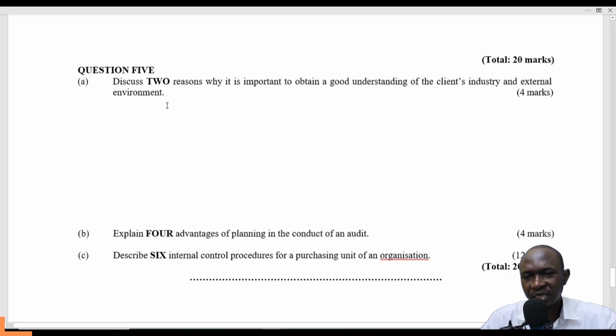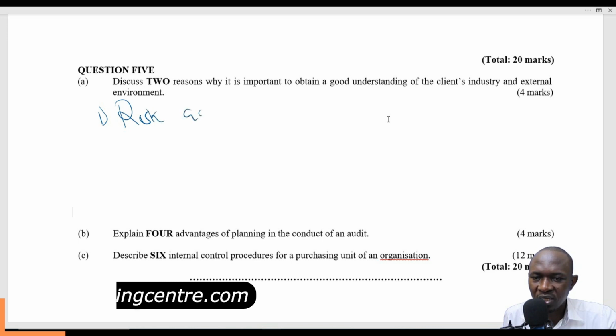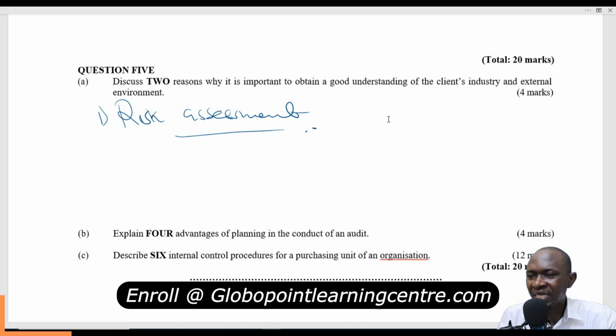Question 5a. Discuss 2 reasons why it is important to obtain a good understanding of the client's industry and external environment. The first reason is, obviously, risk assessment, to be able to assess the risks.